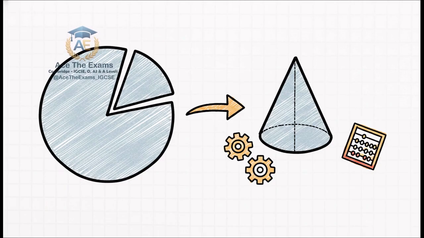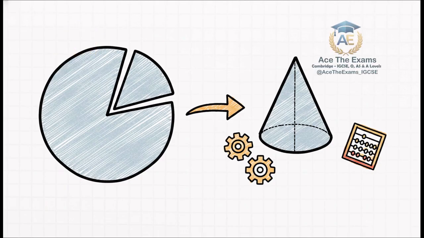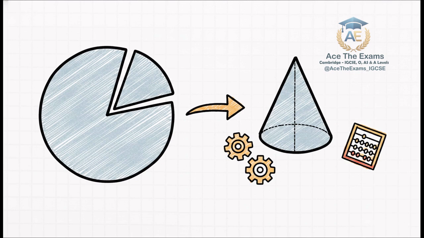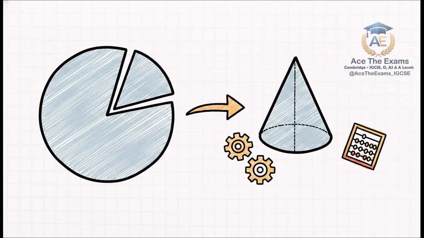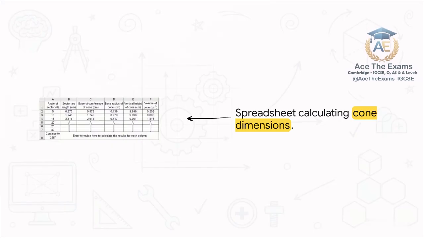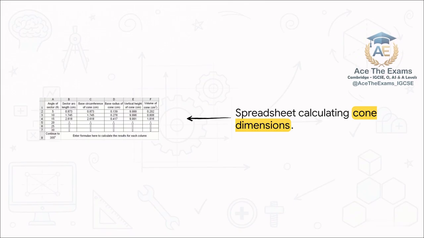calculation. As you change the angle of the sector you're cutting away, you are simultaneously changing both the base radius and the vertical height of your resulting cone. Doing the math for every single possible angle by hand would be incredibly tedious. Now, what's super interesting here is how a spreadsheet completely automates this process.